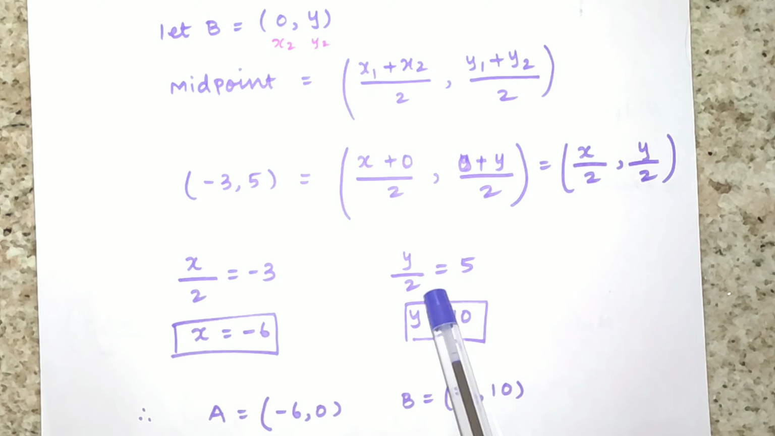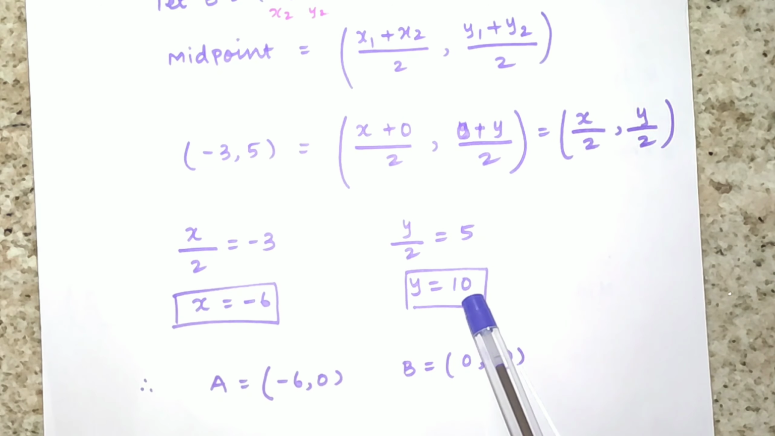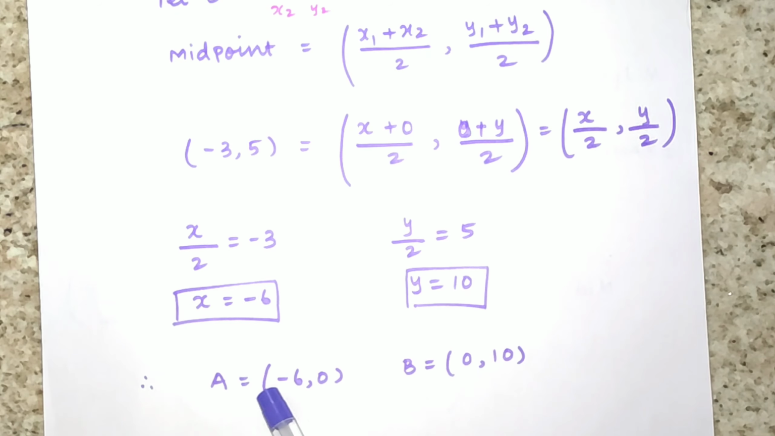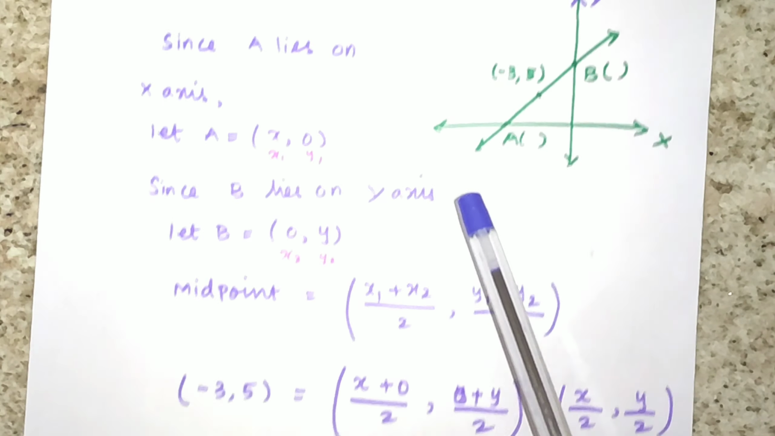The same way here, y by 2 is equal to the y coordinate here, 5. So if you cross multiply, this means y is equal to 10. Therefore A is equal to (x, 0), so (-6, 0). B is equal to (0, y), so (0, 10). So here you note this one.